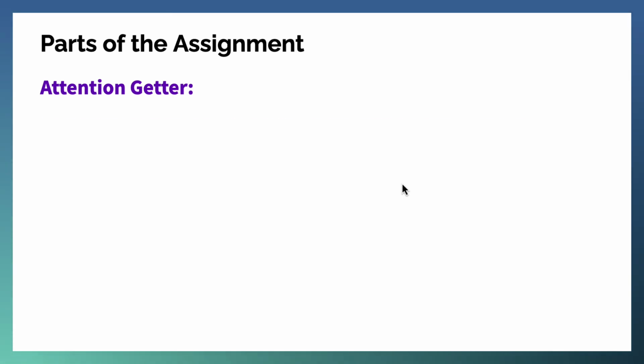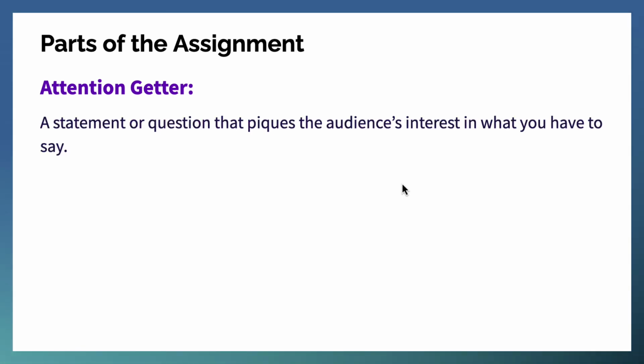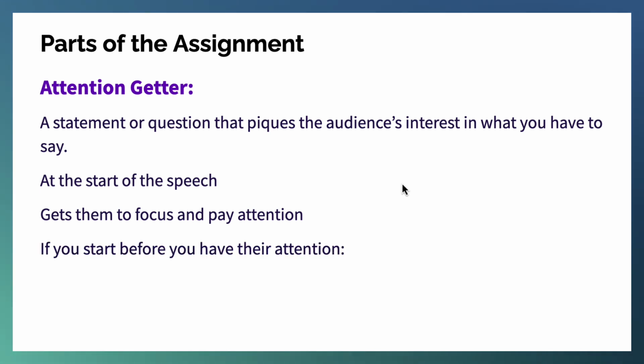Then we need an attention getter. This is how we start our things off, okay? A statement or question that piques the audience interest in what you have to say. If this is at the very start of the speech, it gets them to focus and pay attention. If you start before you have their attention, they will miss information, including maybe how many points you have, what the topic is, what the order of things are. So if they get lost later, that's a problem if they miss that information. So we want to get their attention first and draw them into the topic and go from there. I've got some examples at the end.